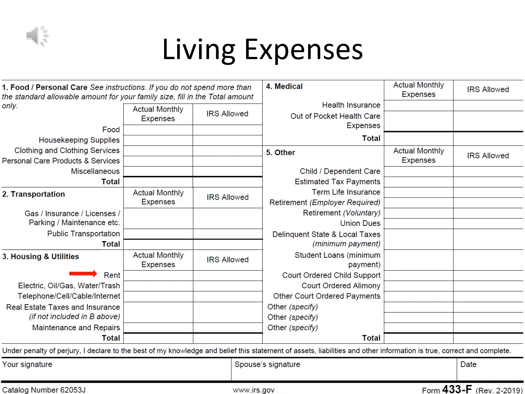For housing and utilities, show your rent with a copy of the lease or rental agreement and 3 months of cleared checks proving your payment for rent. Gather the last 3 months' worth of billings and payments for utilities such as electric, gas, water, and trash. Gather your last 3 months of billings and payments for telephone, cell phone, cable TV, and internet services.